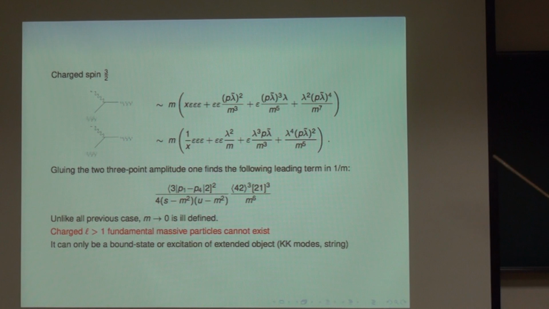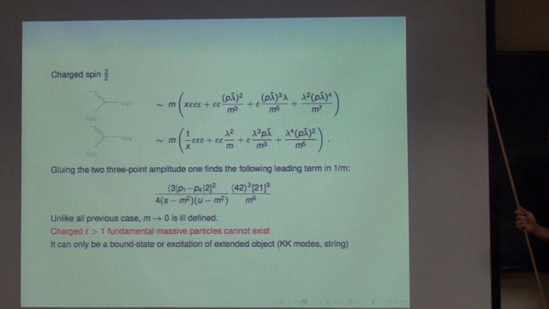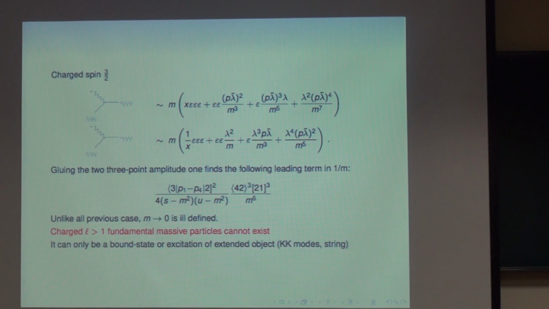And you can do the same analysis for gravity. You just let massive particles couple to gravity, and you again derive the same statement that anything that is beyond spin 2 cannot be fundamental. It must either be a bound state or it must be an extended object. And that is why we don't see that as fundamental particles, because of gravity.